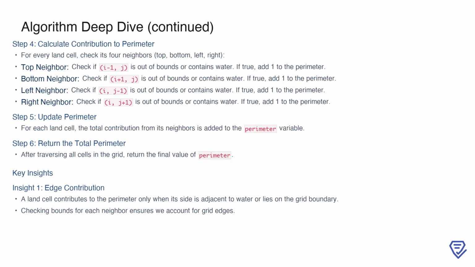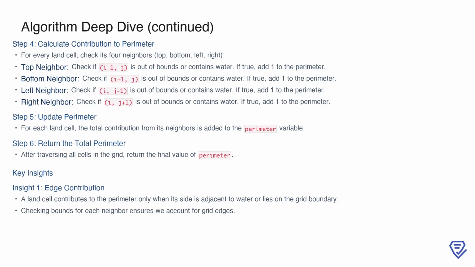Once we identify a land cell, we calculate its contribution to the total perimeter by examining its 4 neighbors, the top, bottom, left, and right cells. For each neighbor, we check if it is either out of bounds or contains water. If the neighbor is out of bounds, it means that side of the land cell is at the edge of the grid and contributes to the perimeter. Similarly, if the neighbor contains water, that side of the land cell also adds to the perimeter. For example, if the top neighbor at (i-1, j) is out of bounds or contains water, we add 1 to the perimeter. The same logic applies to the bottom neighbor (i+1, j), the left neighbor (i, j-1), and the right neighbor (i, j+1).